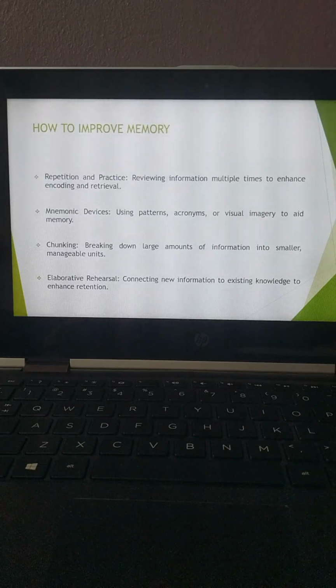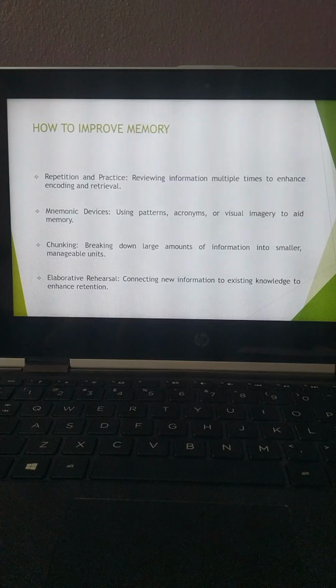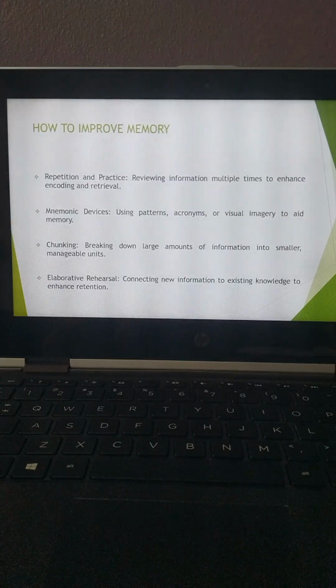storage and retrieval. The next is elaborate rehearsal. This involves connecting new information to existing knowledge to enhance retention.